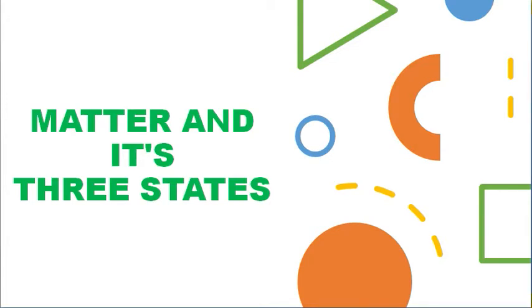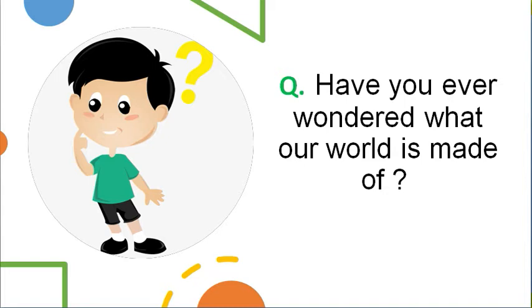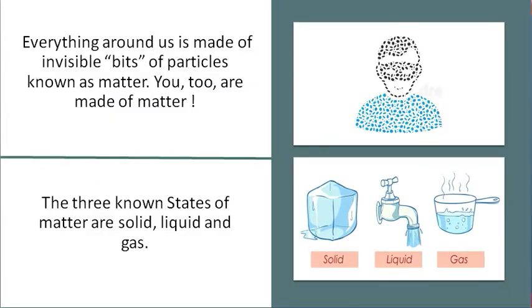In this lesson, first we will see about matter and its 3 states. Students, have you ever wondered what our world is made of? So I will tell you that everything around us is made of invisible bits of particles known as matter. You too are made of matter, as you can see in the picture. The 3 known states of matter are solid, liquid and gas.